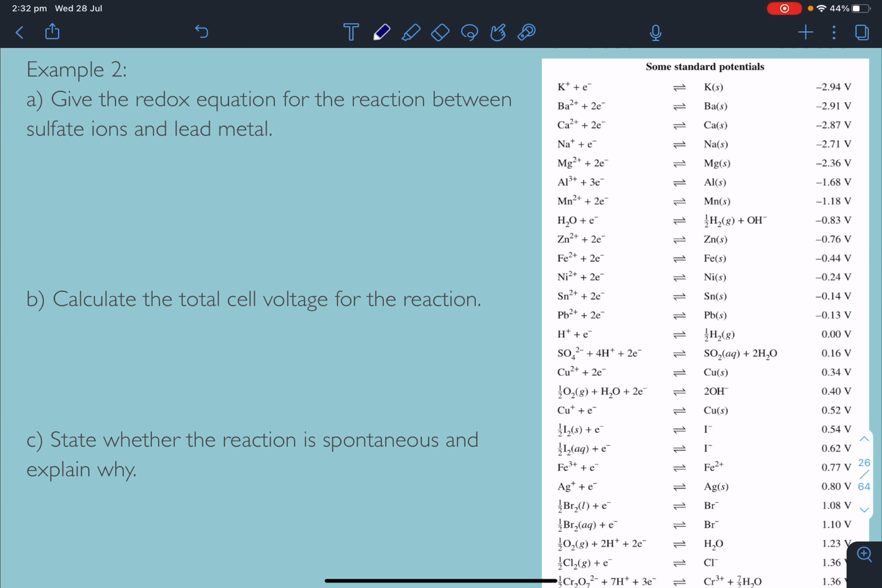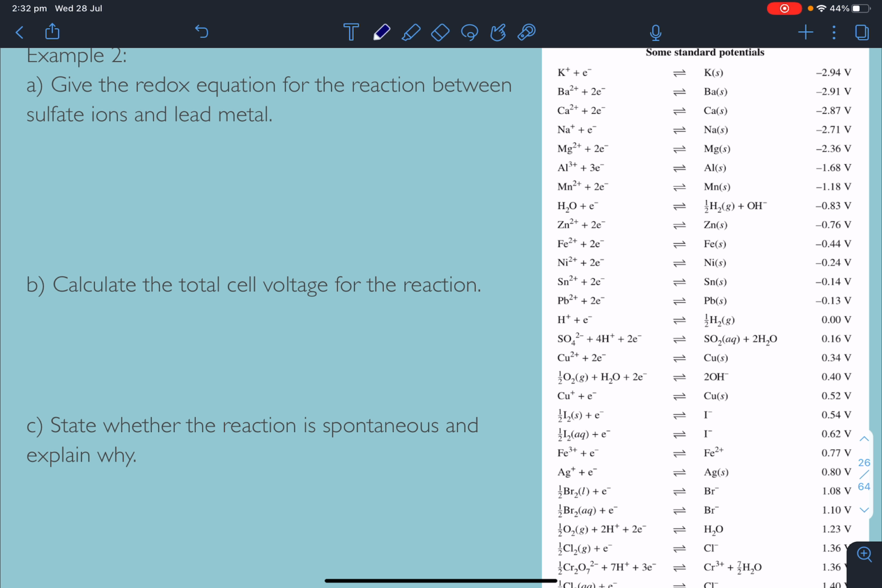Give the redox equation between sulfate ions and lead. Well, I talked about them here on the table. There they are. So we're talking about this way. There's only one way they can go. Sulfate can be reduced to sulfur dioxide and water. And lead metal, where is lead hiding? Just 2 above there. Lead metal can only be oxidized. You can see that the reduction is lower down on the table than the oxidation, so we're going to get a spontaneous reaction, but let's do it mathematically.